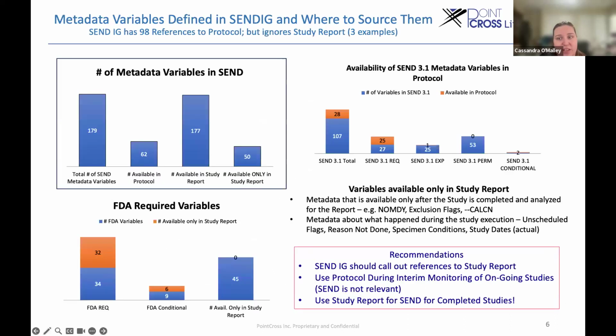Doing some analysis on the number of the metadata variables, it was found that despite the implementation guide referencing the study protocol for the most part, most of the required metadata is actually not available until the study report is completed. Referencing the protocol that is ingested at the start of the study will only include about half of the required variables for the SEND preparer. SEND can only be completed after the study is complete, the data has been analyzed, and a study report, draft or final, is available. It is always preferential to have a final study report available, as that is going to be the completed study.